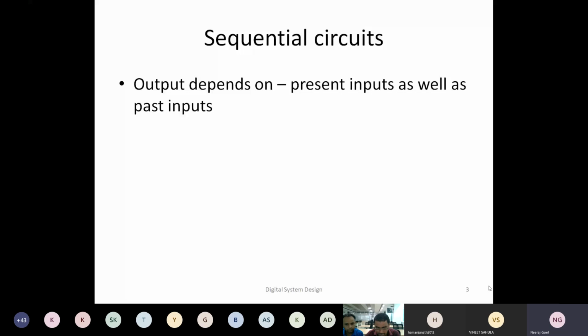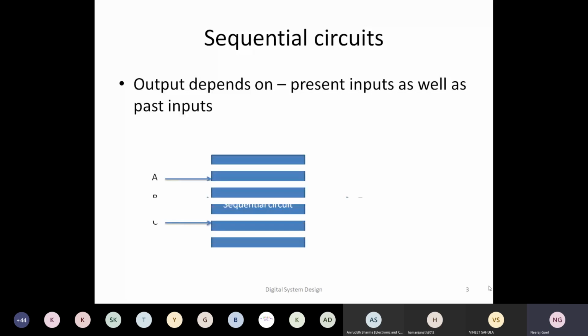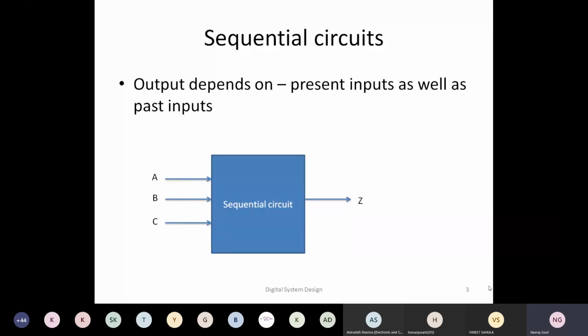So the statement is quite generic in nature, which means that we not only depend on the present input but also past inputs. How many past inputs? What past inputs? That's all an interesting question.